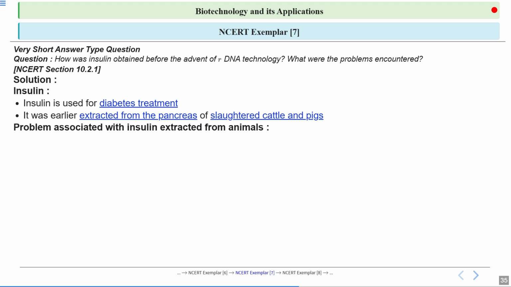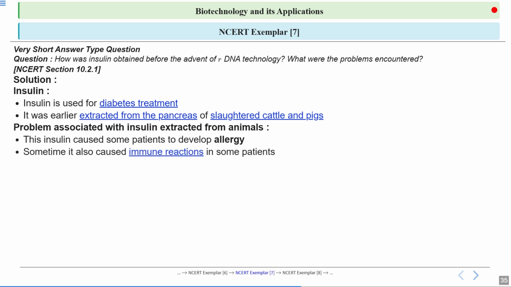Now, what is the problem associated with insulin extracted from animals? First, we have to slaughter them. This is one of the biggest problems. Second, this insulin can cause some patients to develop allergy. Some people can have a tendency to develop allergy against this insulin because they can treat it as a foreign particle, and it can trigger immune reactions in some patients. So these are the major drawbacks of using insulin before the advent of recombinant DNA technology.